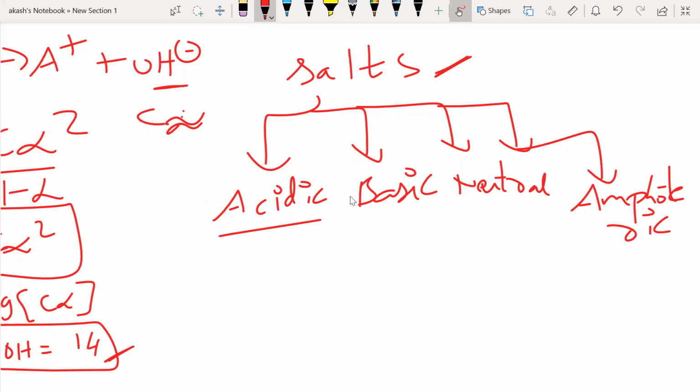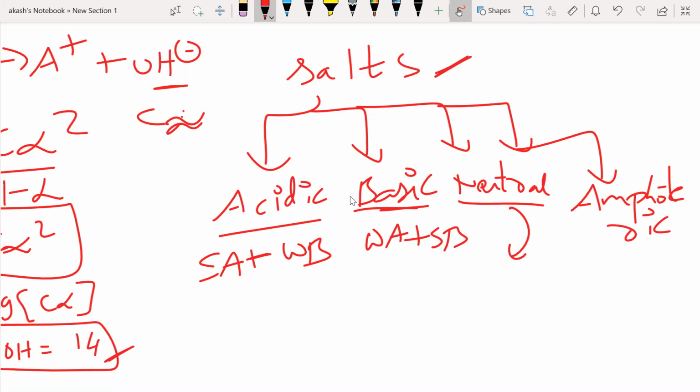Say for example, if it is an acidic salt, I should have used a strong acid and a weak base. Only then I would have got an acidic salt. The same way, if I had a basic salt, then it would have been a weak acid plus a strong base. And neutral salts, I can visualize in two ways. One can be a strong acid plus a strong base.